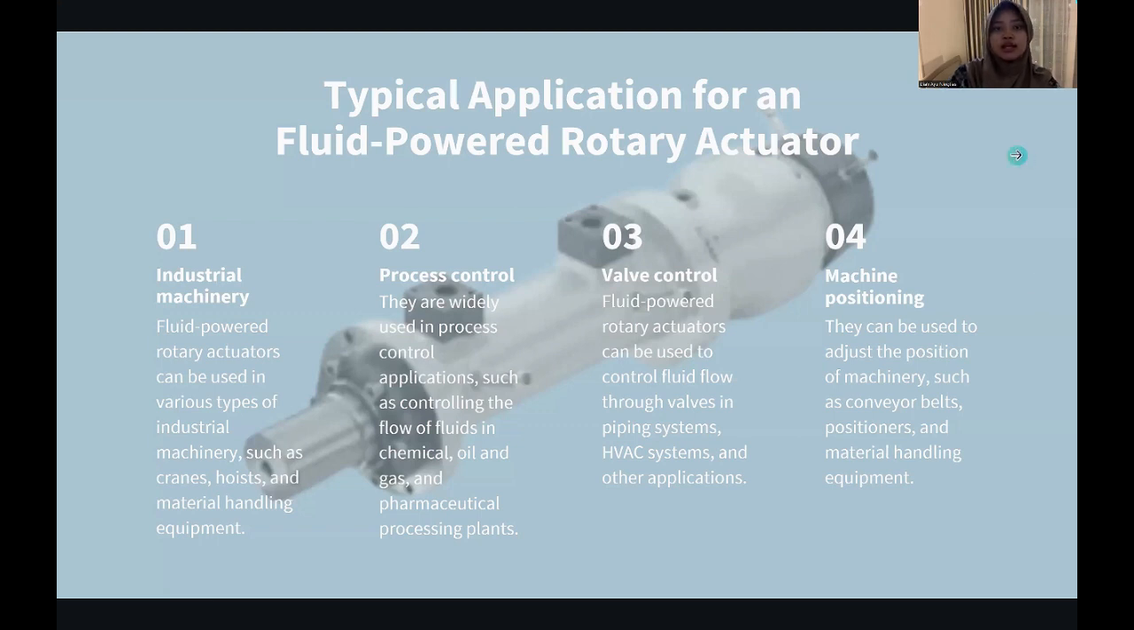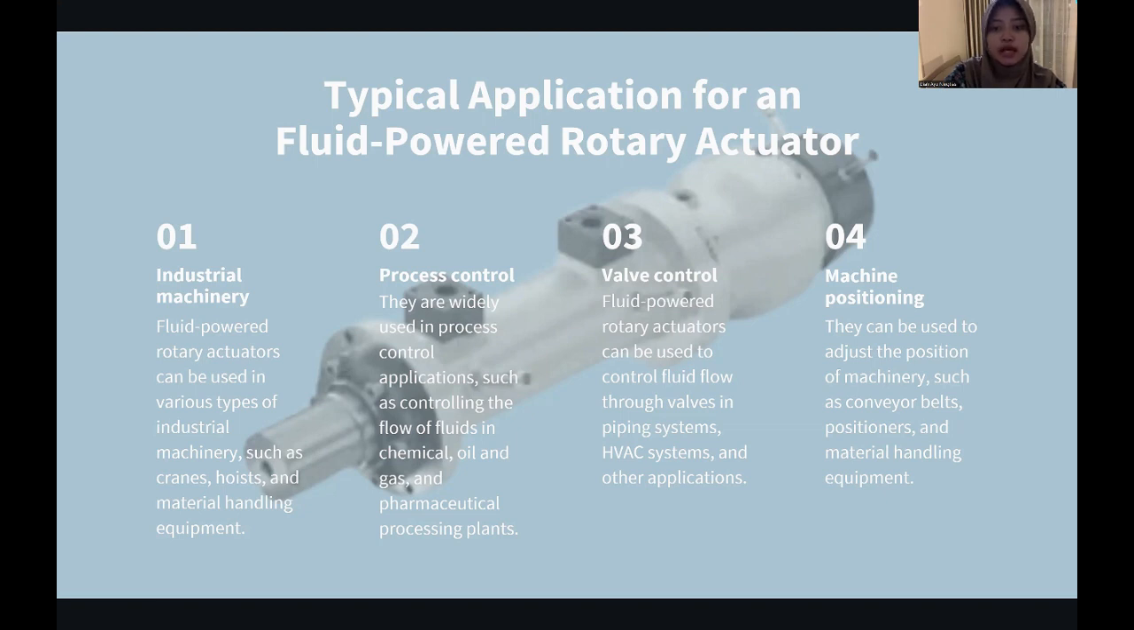Okay, next, typical application for a fluid power rotation actuator. First, industrial machinery. Fluid power rotary actuator can be used in various types of industrial machinery such as cranes, hoists, and material handling equipment. Second, process control. They are widely used in process control applications such as controlling the flows of fluids in chemical, oil and gas, and pharmaceutical processing plants.